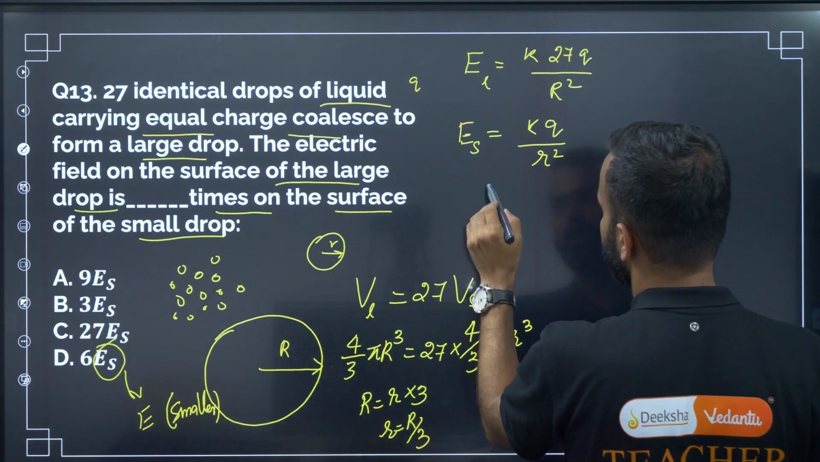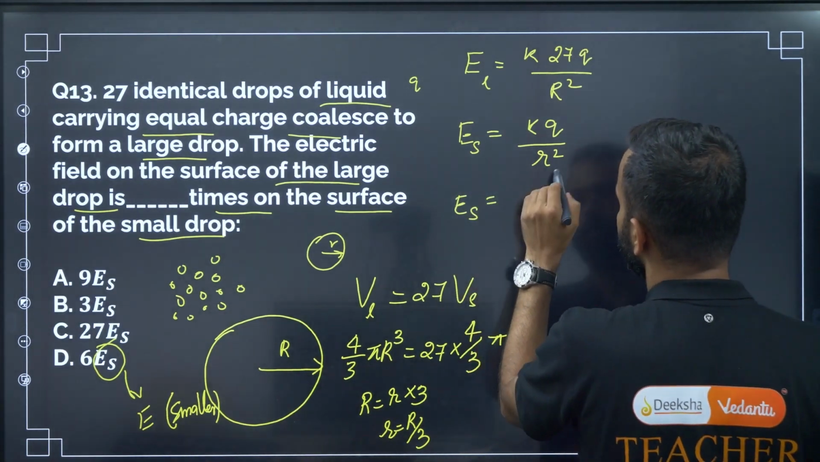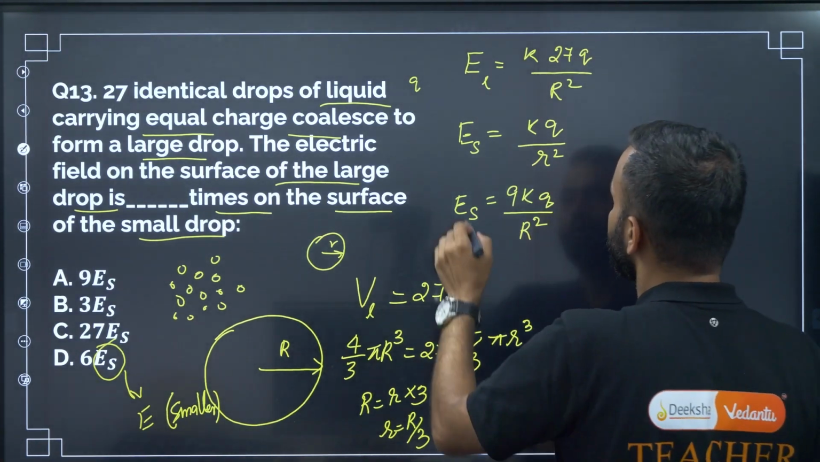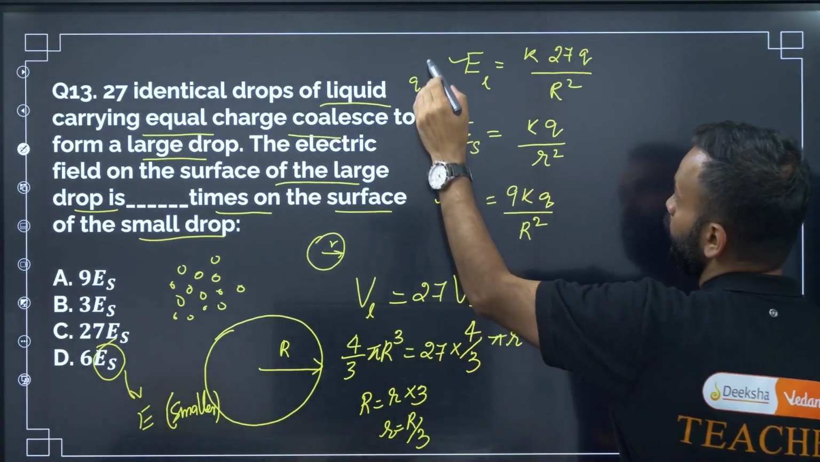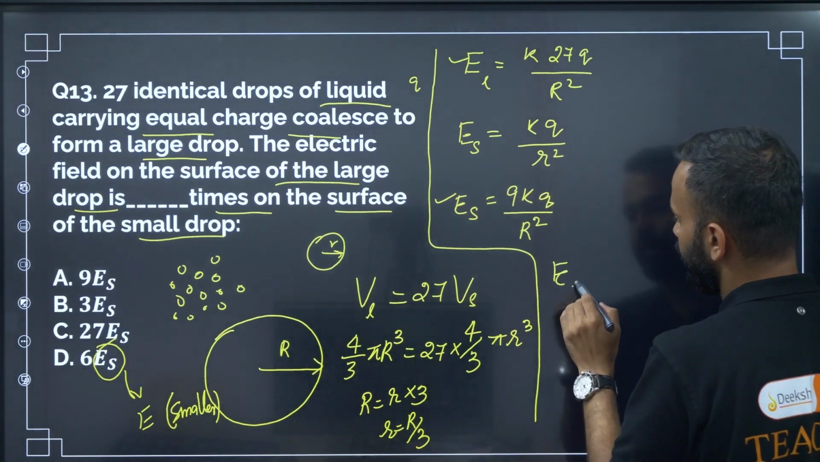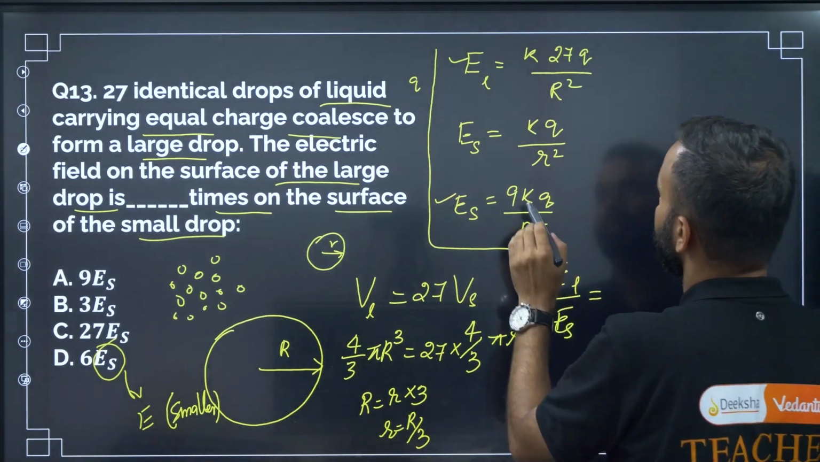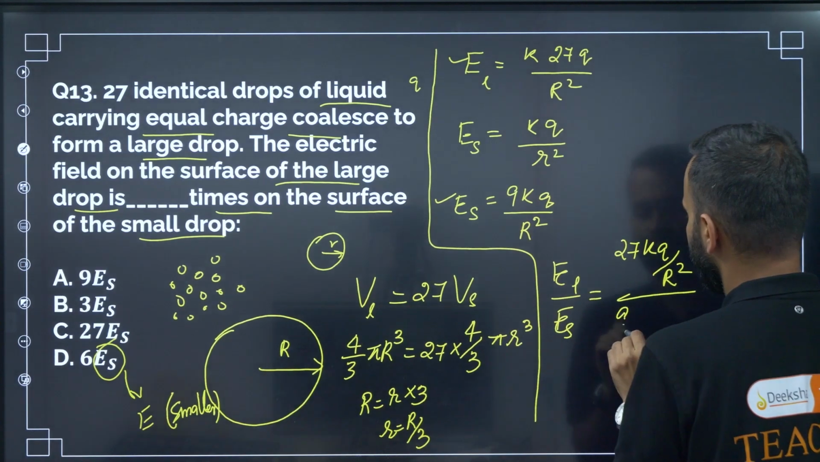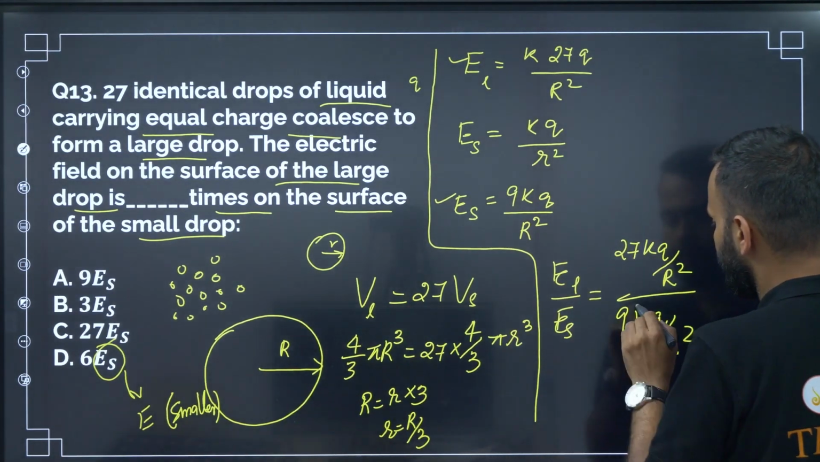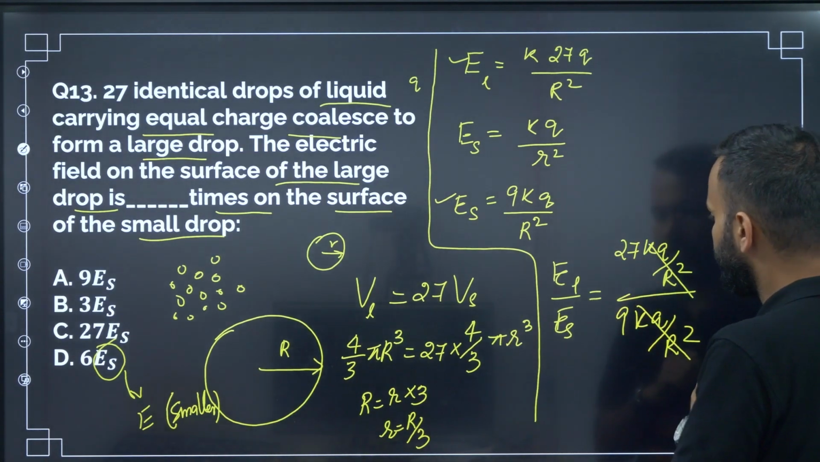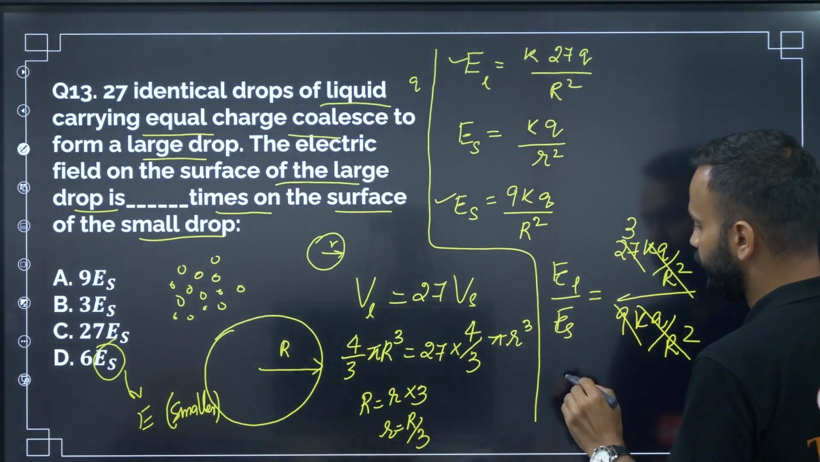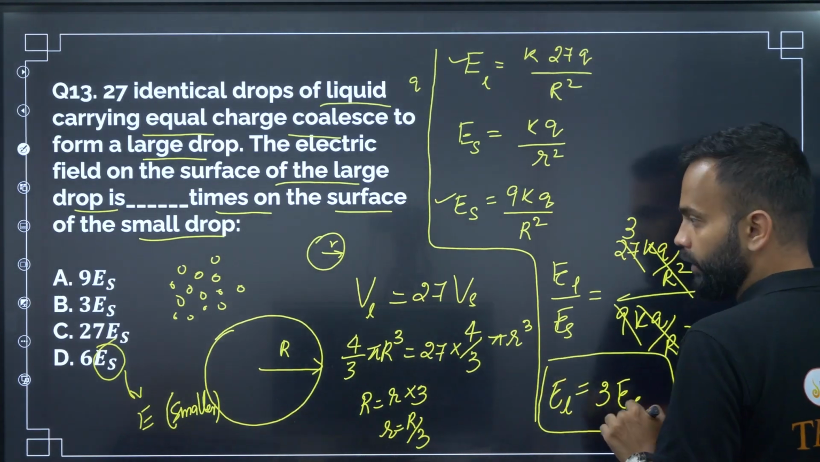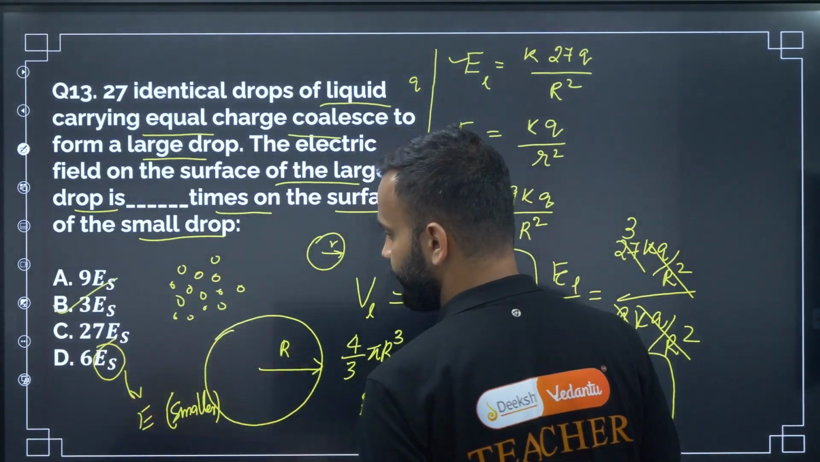Small r is R by 3, capital R by 3. So Es is equal to 9 KQ divided by capital R square. Now divide EL by ES. So EL divided by ES is equal to 27 times KQ divided by capital R square, divided by 9KQ divided by capital R square. Here KQ by R square will get cancelled. 9 3s are 27. So EL is equal to 3 times ES. So the correct option is B.